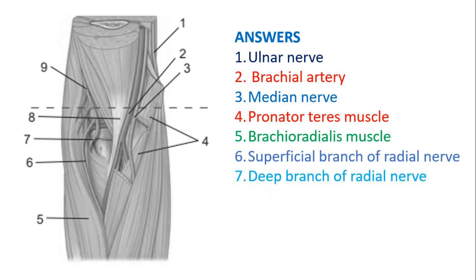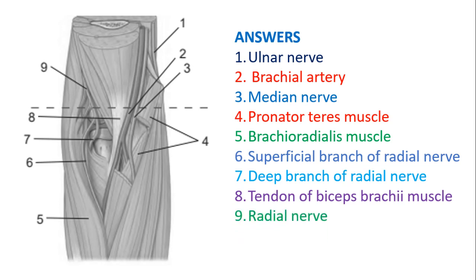Let me quickly move on and look at 7. Seven is just the deep branch of the radial nerve. So the radial nerve, coming all the way there, will give one branch there and another branch there. The first one is the superficial branch of the radial nerve and the other is the deep branch of the radial nerve. Then 8 is just the tendon of the biceps brachii muscle, which is innervated by the musculocutaneous nerve, coming from the lateral cord of the brachial plexus. Then lastly is 9, which is just the radial nerve.